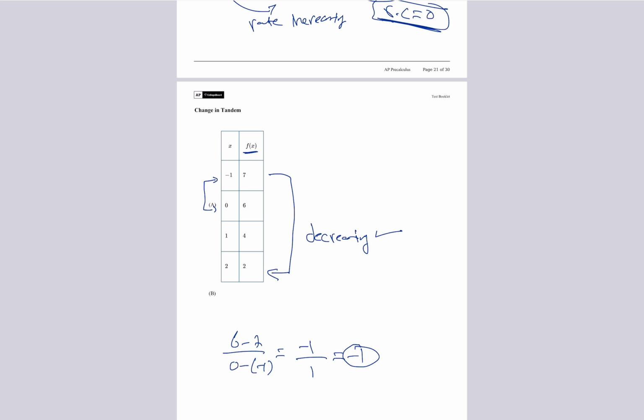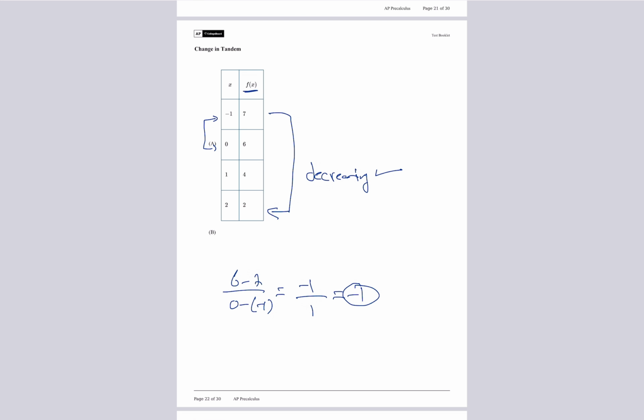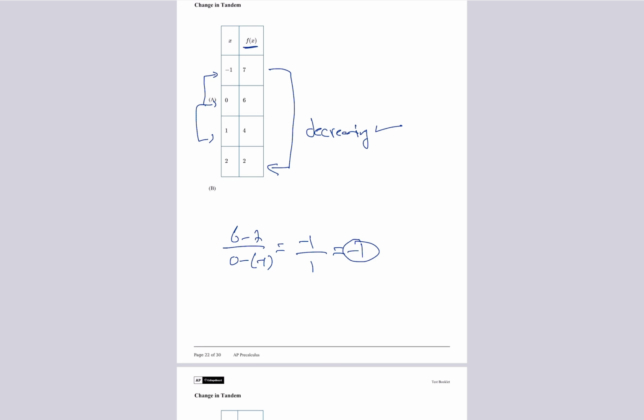Did I mess up? Probably not, I did not. Okay, we're good. Now the second point, 4 minus 6 divided by 1 minus 0, negative 2 over 1, negative 2. Now this is a decreasing rate. It's not an increasing rate. Remember, we need an increasing rate. Negative 1 to negative 2, we're decreasing. So it's decreasing and decreasing.